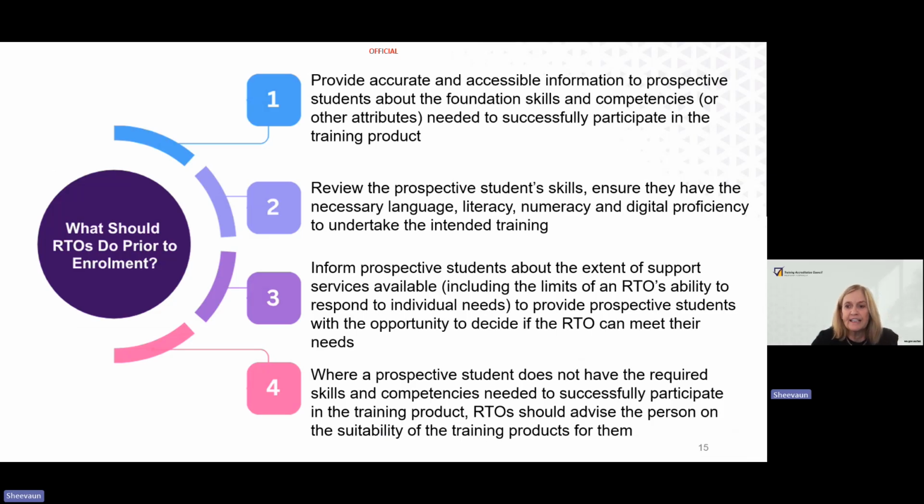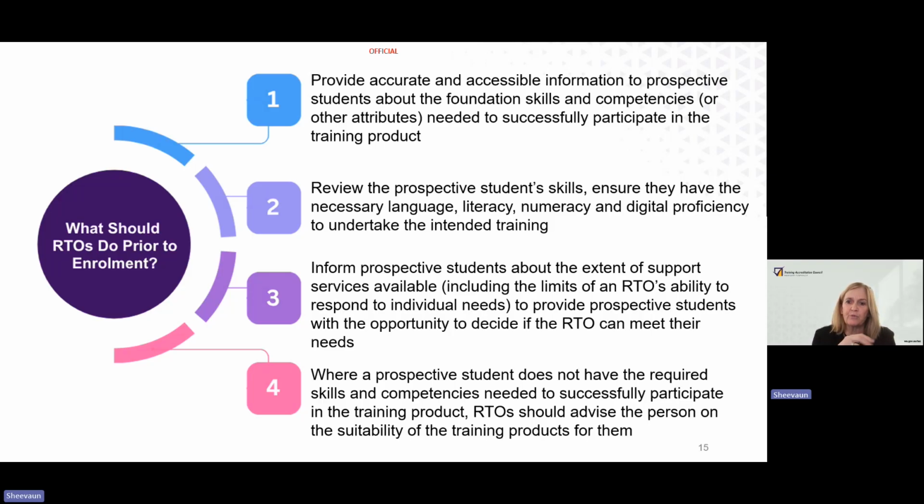Okay. So what is it that RTOs actually have to do prior to enrolment? I've identified 4 steps of things that need to happen prior to enrolment. The first step that I've identified up on the slide is outcome standard 2.1, which is around information: making information accessible, making sure it's accurate, and that it is fully developed so that students can make informed decisions.